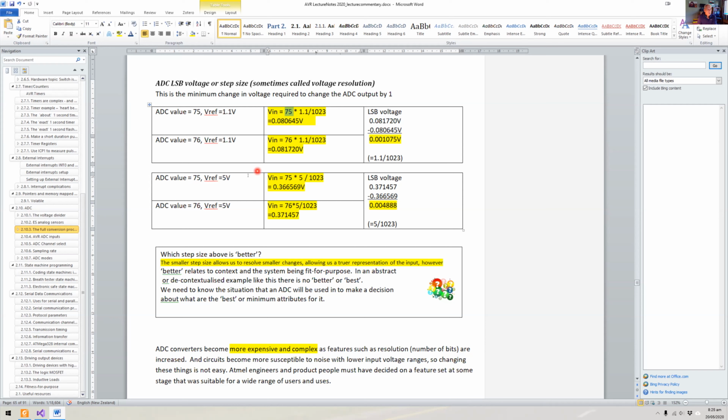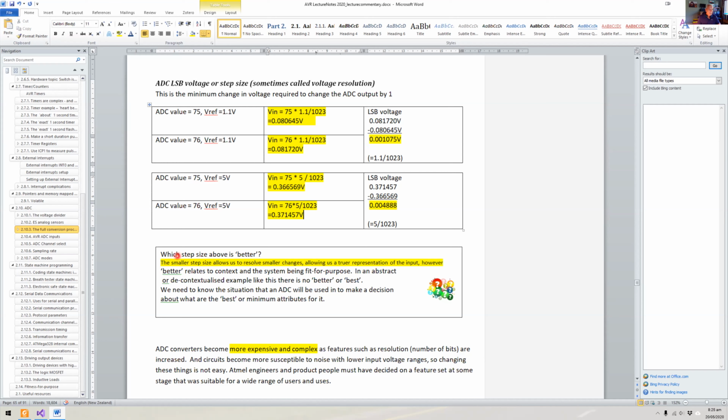Now take, for instance, the 5 volt as our reference. And you can see that a 75 comes from a voltage of 0.366569 volts, and a 76 comes from a voltage of 0.371457 volts. And so the difference here is 4.8 millivolts. So really we're looking at the difference between close to 1 millivolt and close to 5 millivolts. So this is the ability for our system to recognize a change in voltage coming in. So this one has a higher resolution. Perhaps it's more sensitive to changes in voltage.